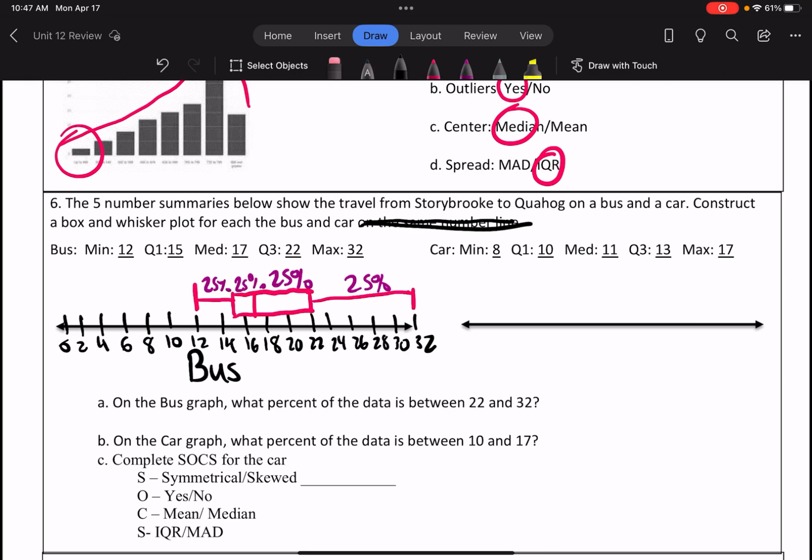We're going to do the same thing with the 5-number summary, or the box and whisker plot, for the car. So I'll do 0, 2, 4, 6, 8, 10, 12, 14, 16, and 18. I made this one a little bit more spread out because we don't have as much of a spread here. We have a minimum at 8. Q1 is at 10. Median's at 11. Q3 is at 13. And our maximum is at 17.